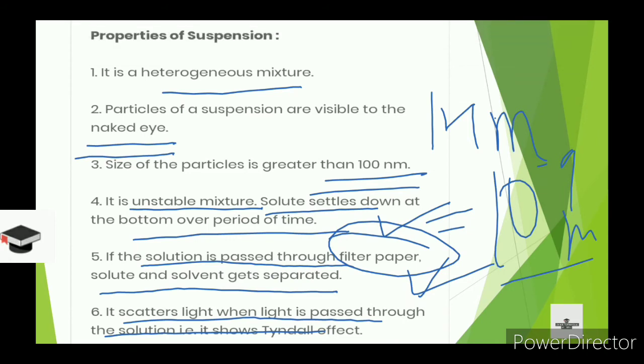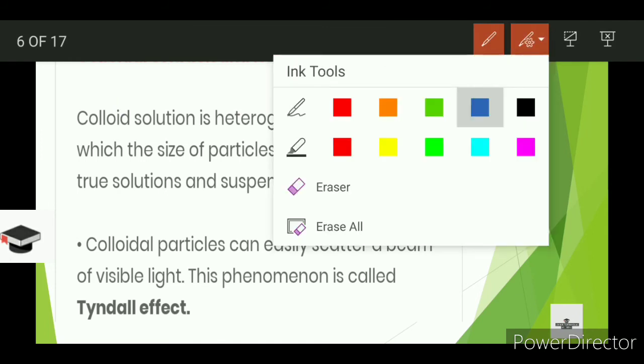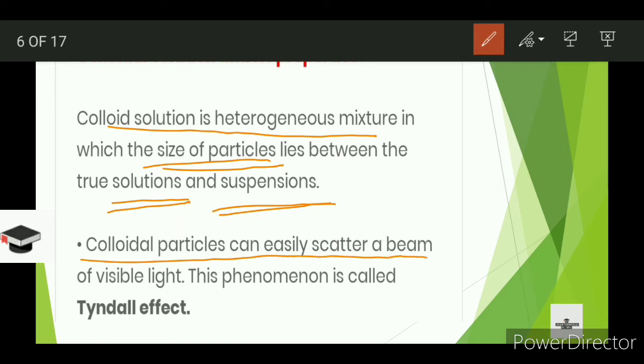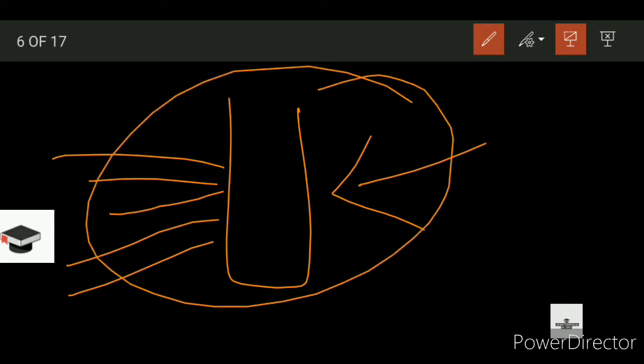Next, colloidal solution and its properties. Colloidal solution is also a heterogeneous mixture in which the size of particles is intermediate, meaning the size of particles is neither big nor small. It lies between solution particle and suspension particle size. Colloidal particles can easily scatter a beam of visible light. This phenomenon is called Tyndall effect. Now, if you take any colloidal solution and pass light from one side, it will come out from the other side as well. This is one of the properties of colloidal solution.